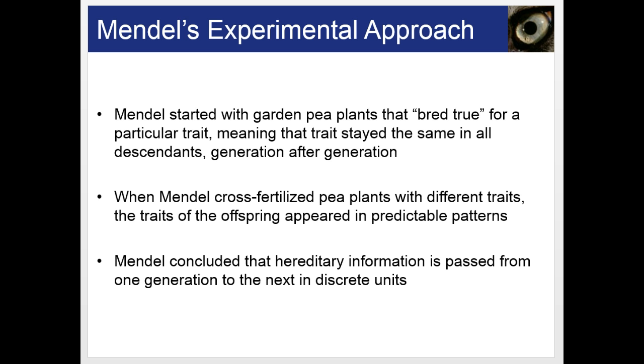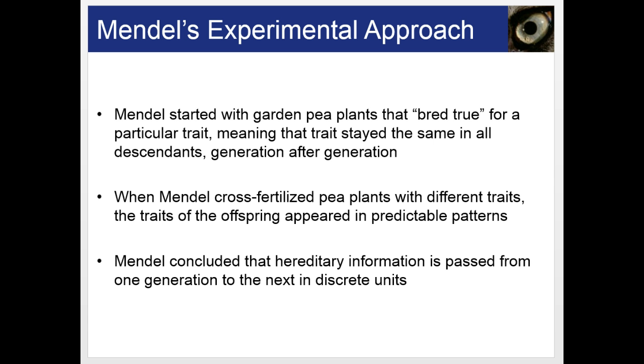People who had joined the monastery, monks and so on and so forth, were usually able to study and were some of the most educated people of the time. So he joined the monastery and actually got to work in the greenhouse area. And this is where he started his infamous pea plant experiments with inheritance. So basically, he in his garden started pea plants that bred true for a particular trait.